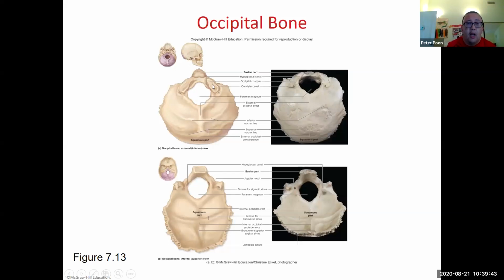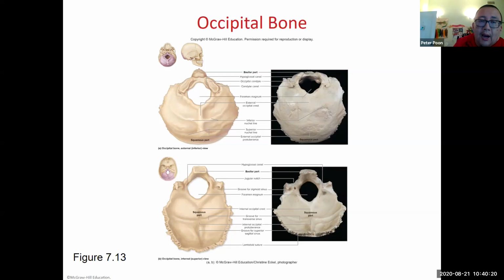These two curved surfaces are the occipital condyles. A condyle is a curved surface. So you have two curved surfaces underneath here, and these two curved surfaces are what your head actually wiggles back and forth on. So when I nod, I'm actually moving my occipital condyles against what you guys will learn is the axis, or sorry, not axis, atlas.